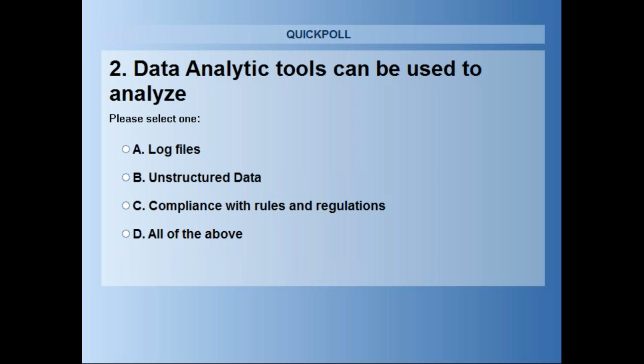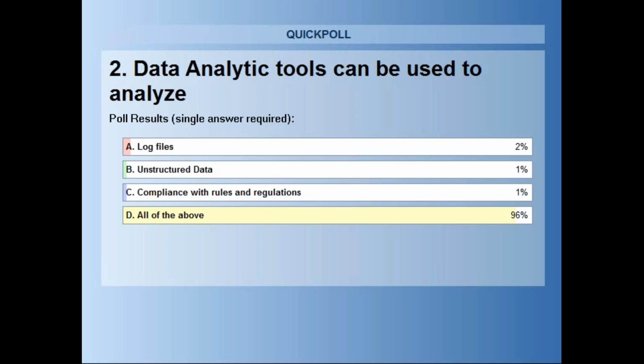Right. The questions are coming in hot and heavy now, so we'll have plenty to cover. We've got 94% have voted. We'll go ahead and close the poll and share the results. And it looks like 96% said all of the above, which is correct.